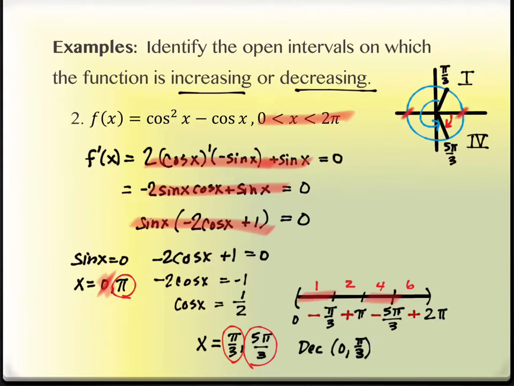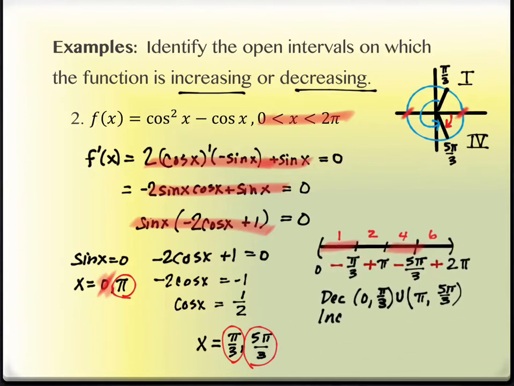And you can put a comma. I don't care what you do when you write it. The WebAssign may make you put a U for union. And then it picks up at pi to 5 pi thirds. Those are the decreasing. Let me shift this up just a little bit. And then it's increasing on the positive pieces. So those are the in-betweens that I skipped. This is the pi thirds to pi, and then the 5 pi thirds to 2 pi.